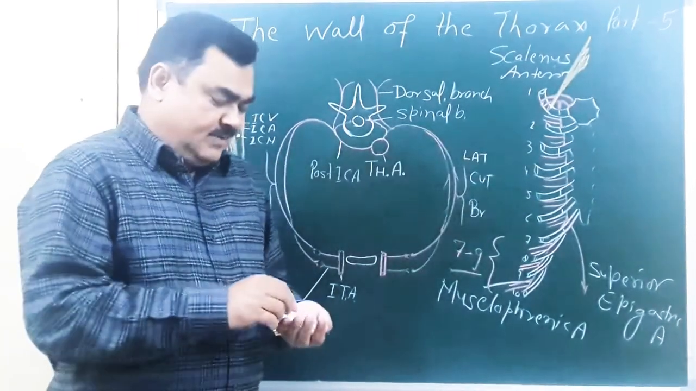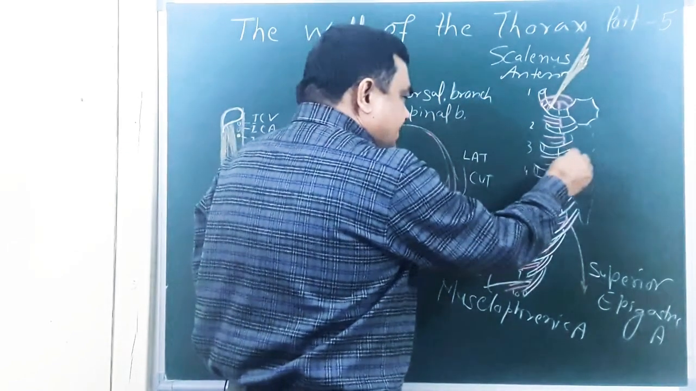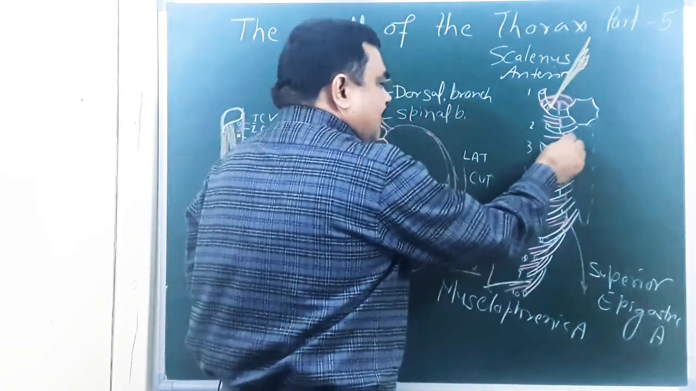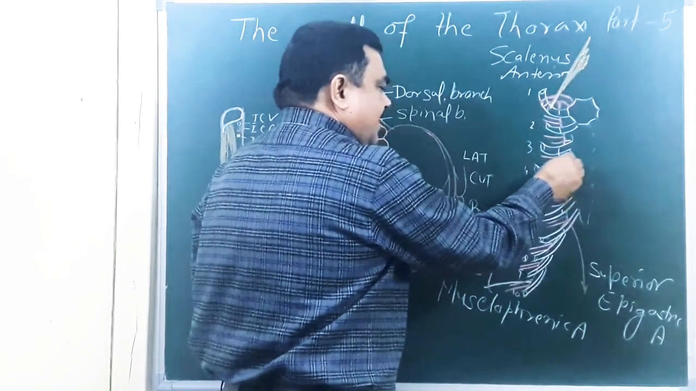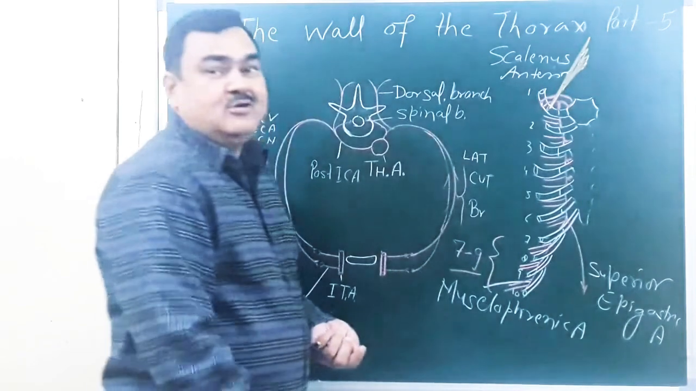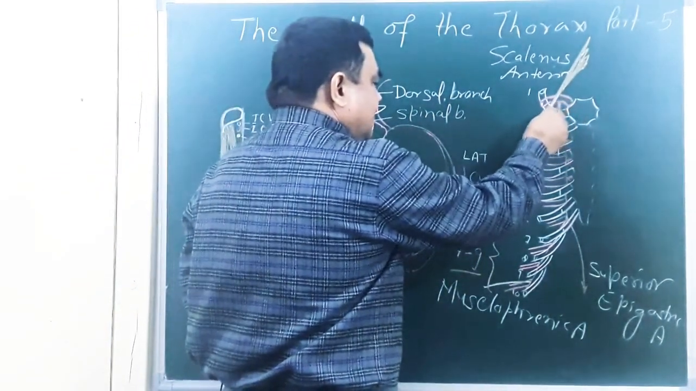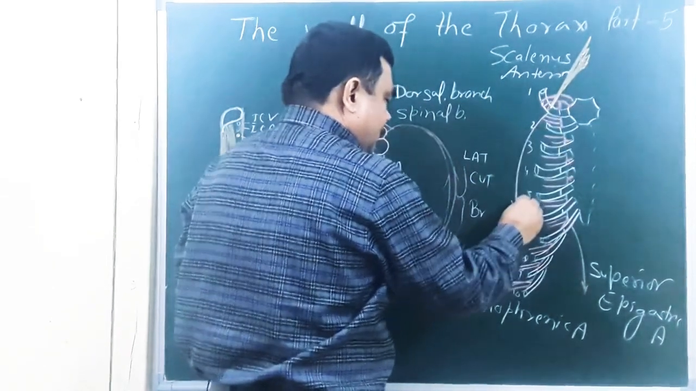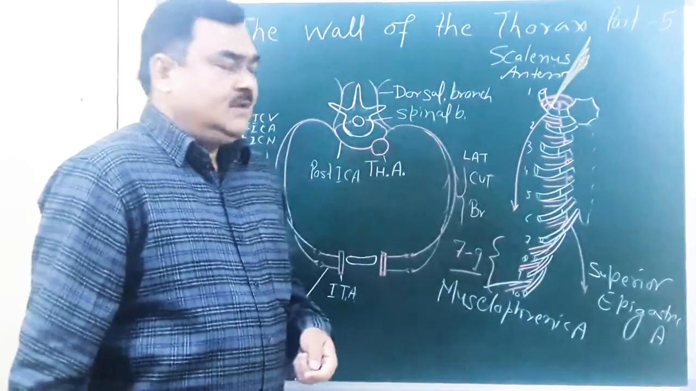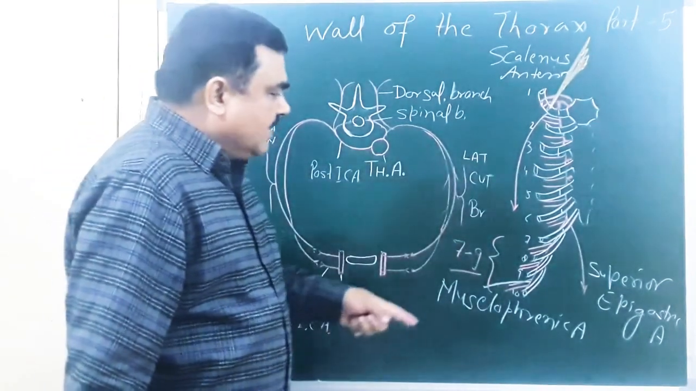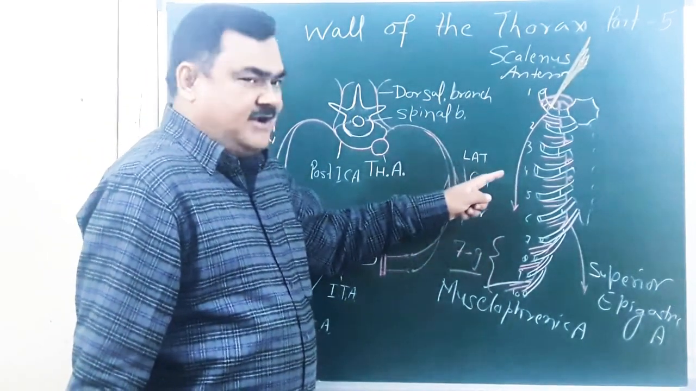The internal thoracic artery gives other branches also. Here it gives numerous mediastinal branches. In the 2nd, 3rd and 4th space it gives perforating branches which supply the breast. Here it gives a branch, the pericardiophrenic artery. So these are numerous branches of the internal thoracic artery.